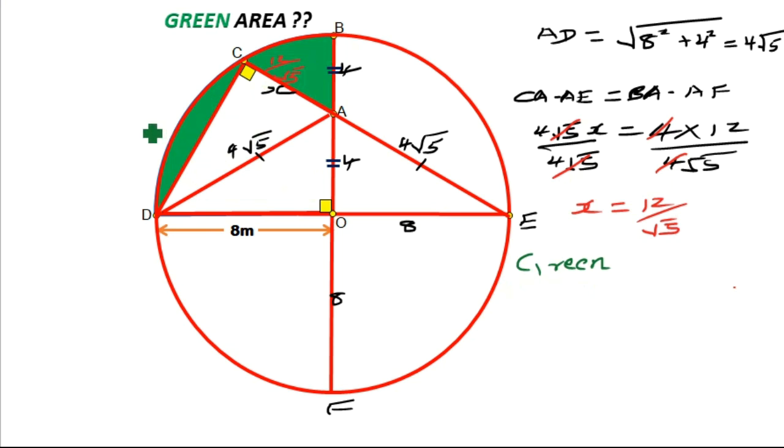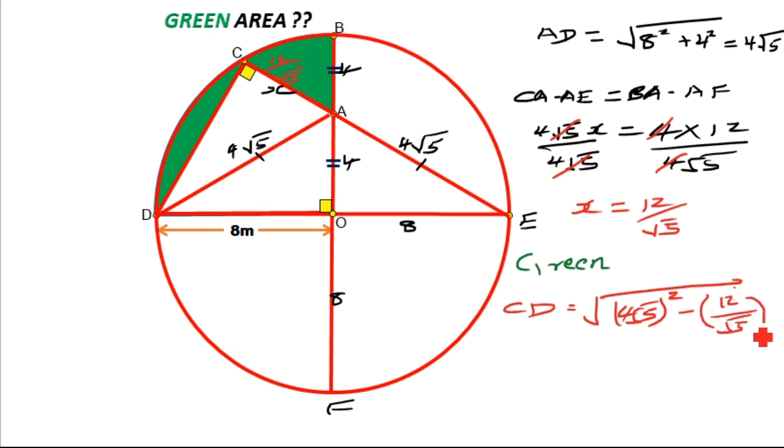Now for you to get the green area, remember we need the length CD. You can get the length CD by using Pythagoras theorem. So how do we get this length from C to D? CD is one of the shorter sides, the longer side is the hypotenuse. That is going to be the square root of the hypotenuse, which is 4 root 5, so 4 root 5 squared, minus the other shorter side, 12 over root 5, squared.